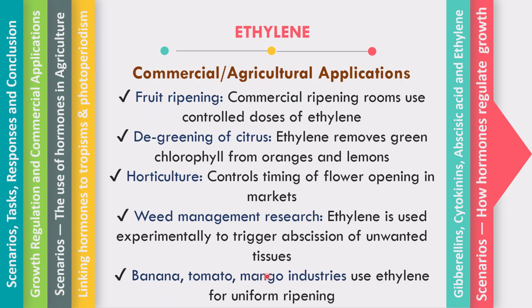Banana, tomato, mango industries use ethylene for uniform ripening.